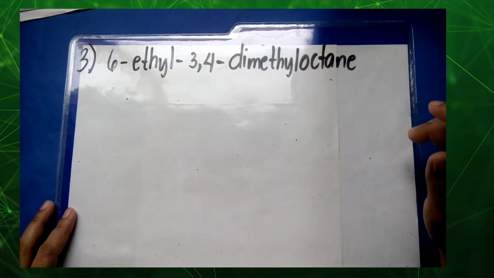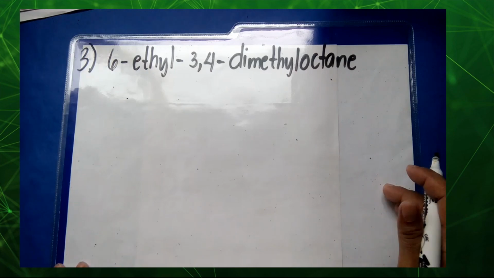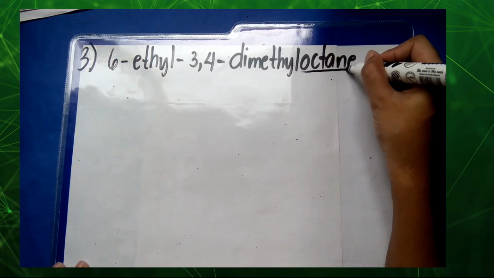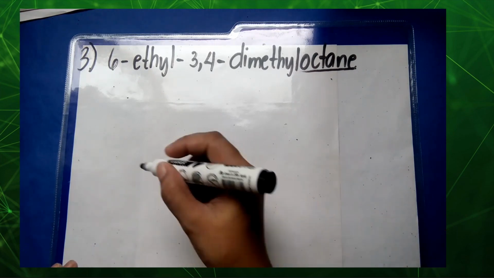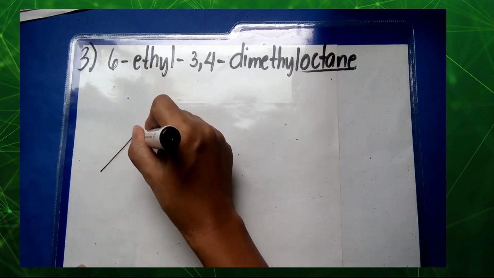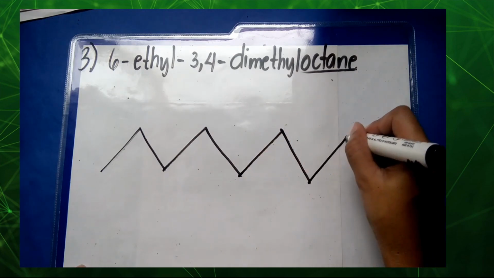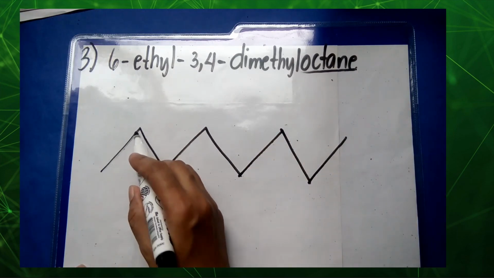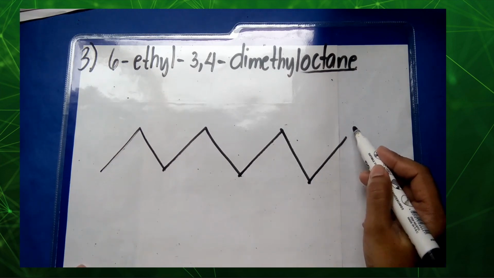Okay, so for our example number 3, let us try this one. So again, look for the parent chain. The parent chain is an octane. So pag sinabing octane, ibig sabihin there are 8 carbon atoms connected to one another. So we have 1, 2, 3, 4, 5, 6, 7, and 8.